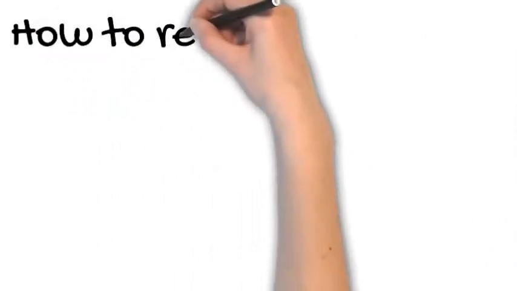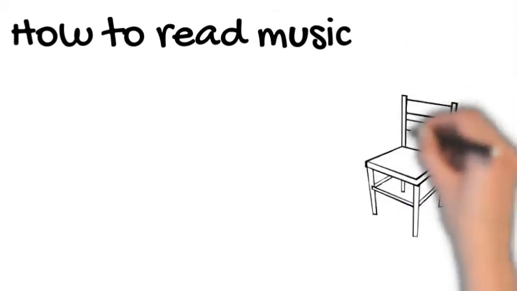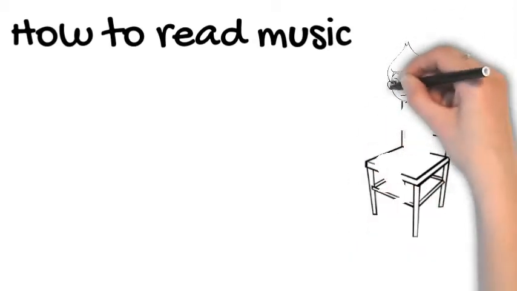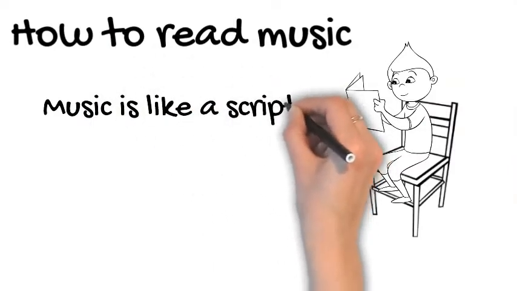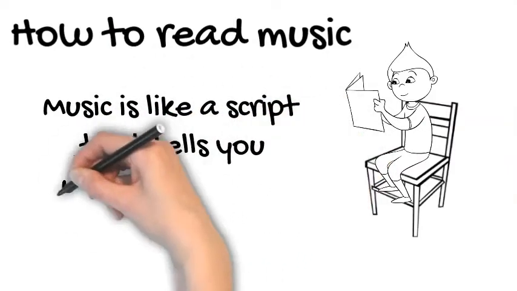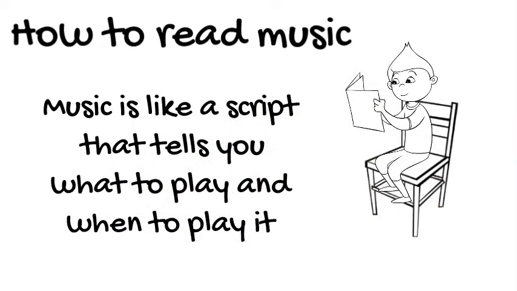When we watch a movie, TV show, or a play, we know that the actors probably learned their lines from a script, which essentially tells them what to say and when to say it. A piece of written music operates on exactly the same principle. In a very basic sense, it tells a performer what to play and when to play it.